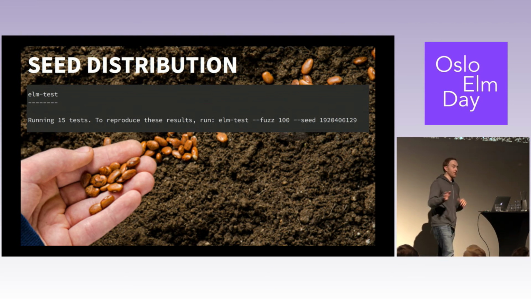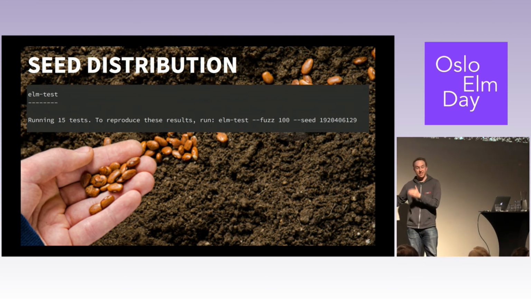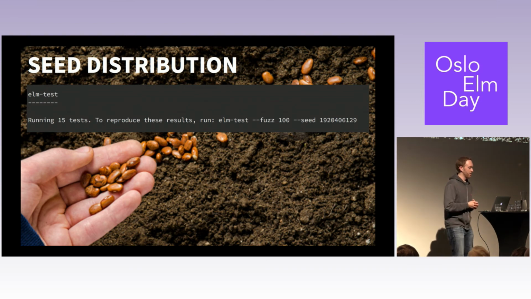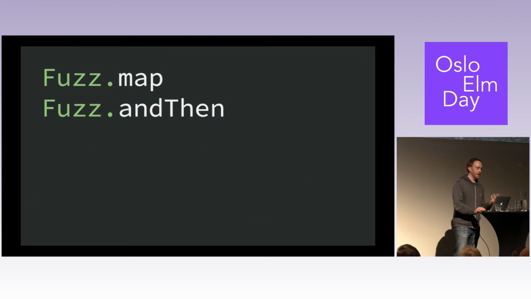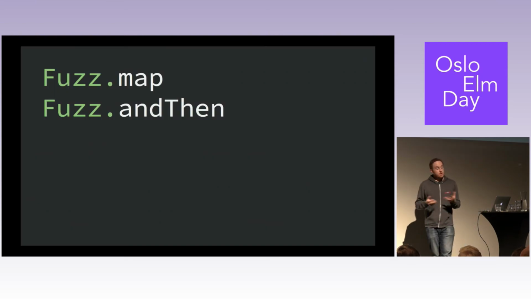This is playing a very long game because we actually haven't implemented parallelization yet. It's still in the works, but because of this design, it's going to be possible whenever we do get to it. Another thing we wanted to have was fuzz.map and fuzz.andThen.